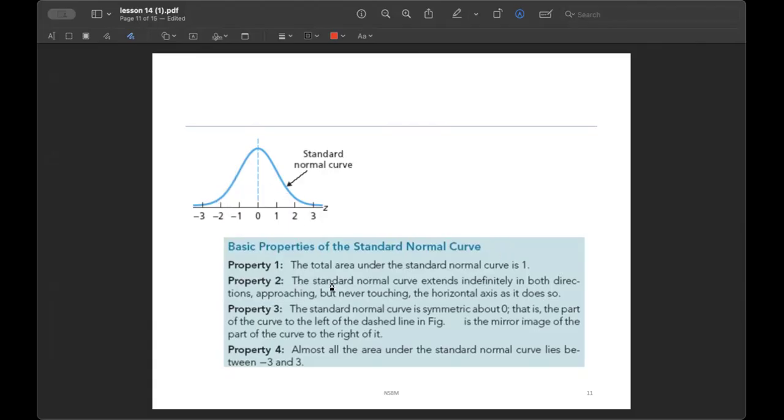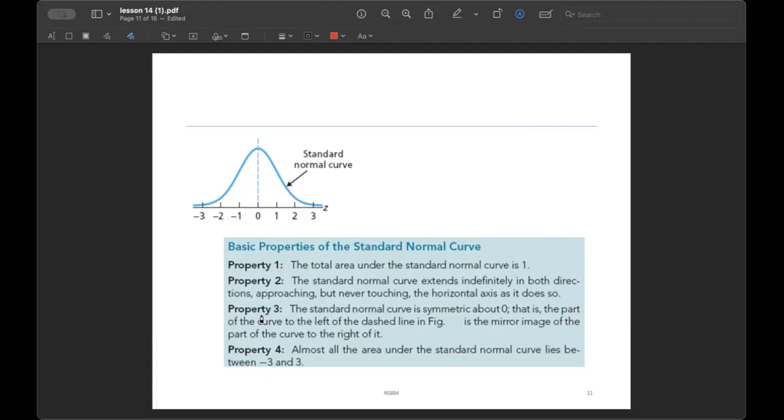For property 2, the standard normal curve extends indefinitely in both directions, approaching but never touching the x-axis, getting much closer to 0, and going on towards infinity. And for property 3, the standard normal curve is symmetric. You can see the standard normal curve is symmetric about 0, about the y-axis.